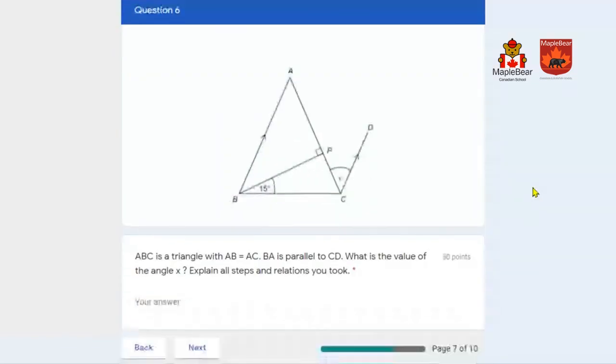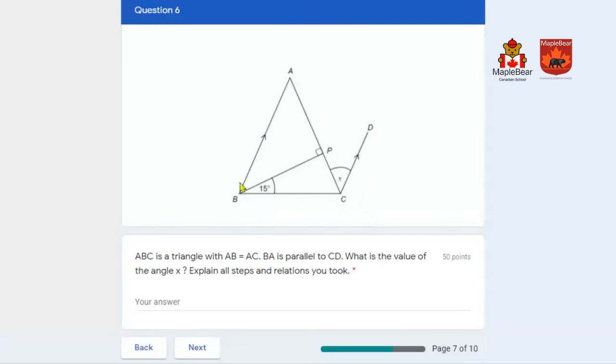Question number 6. ABC is a triangle where AB is equal to AC, okay? So what does it mean when I have sides that are equal in a triangle, okay? Have that in mind. BA is parallel to CD. What is the value of the angle x? So BA is parallel to CD.